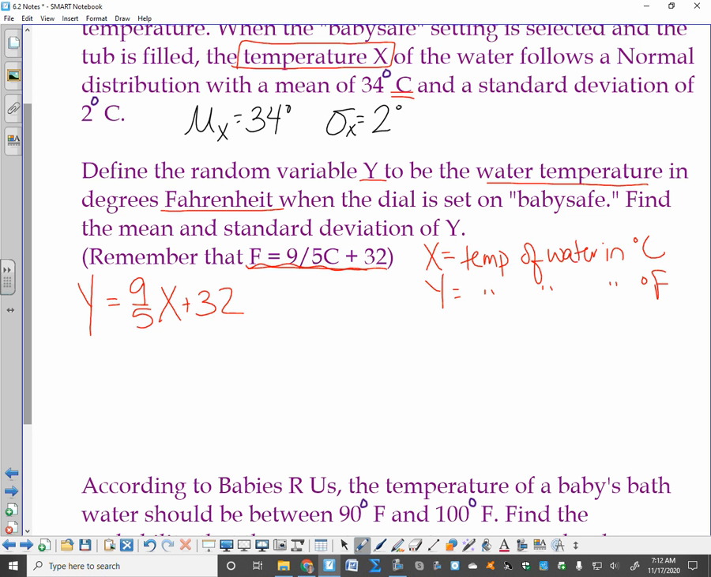I want the mean and standard deviation of Y. So I'm looking for mu sub Y and sigma sub Y. Notation is really, really important. Okay, so to find mu sub Y, both the multiplication and the addition are going to be factors here. So it's going to be 9/5 times mu sub X plus 32. So mu sub Y, 9/5. All right, mu sub X was 34.